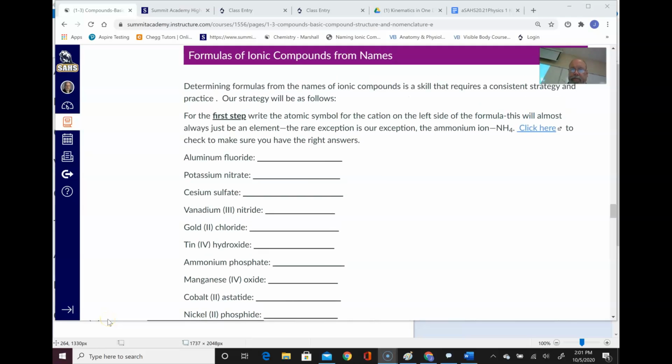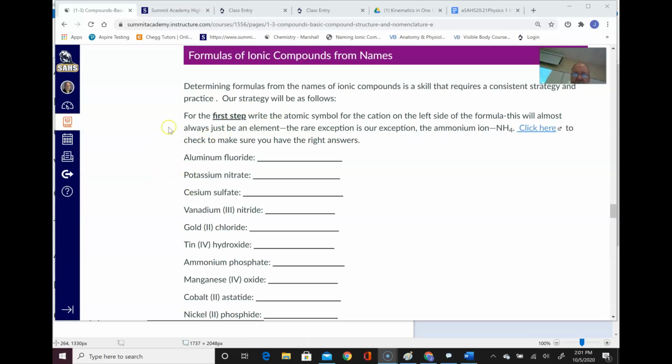Okay, so the next thing that we need to do then is begin to learn how to determine formulas from the names of ionic compounds, not just putting a couple of ions together, but if you're given a name, how do you create the ion or the formula? Okay, and this is going to require a consistent strategy and practice. Our strategy will be this.